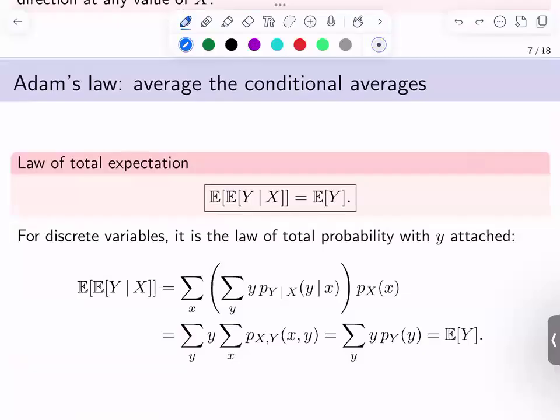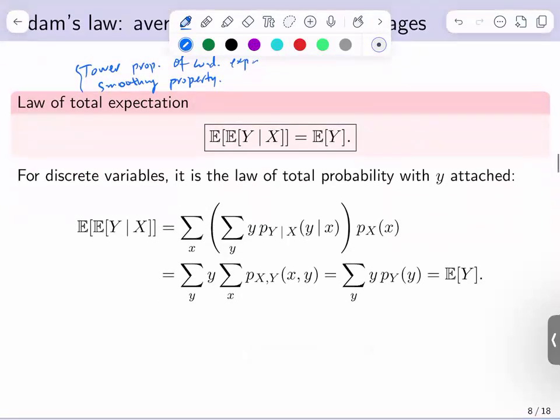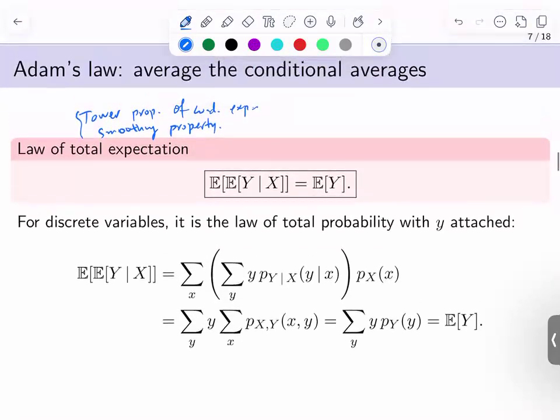Let's try to prove this. It's like the law of total probability, but for expectation. So called law of total expectation, Adam's law, or sometimes called Tower property of conditional expectation. Some people call it smoothing property. Generally, taking expectation is some sort of a smoothing operation because it's an integral. Integration is like smoothing things out. So it has many names. You can see there are 4 names at least.